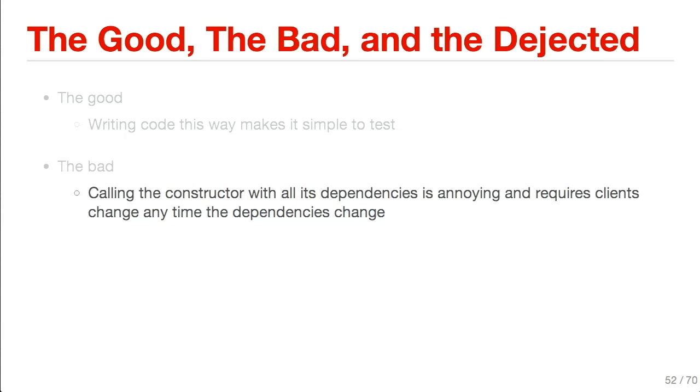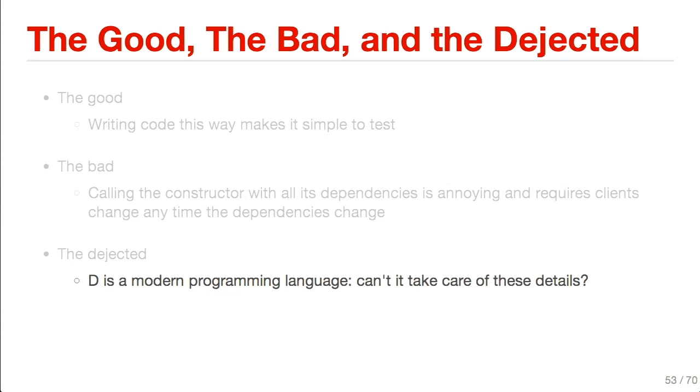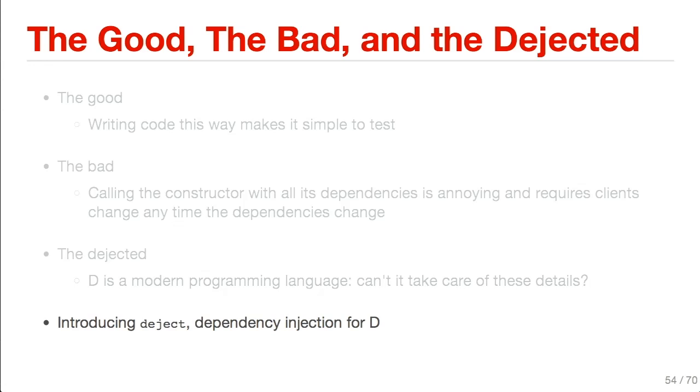That's awful. So the good news is that D is a modern programming language. So I bet there's a way to have it take care of these details so that we don't have to leak all of our dependencies to the outside world and wrap it up in a nice system. So what I'm going to introduce to you is a system I've written called Deject. It's a dependency injection framework for D. So this is on GitHub, and I'm going to walk you through a bit of how it works.